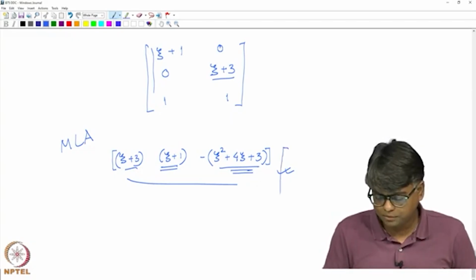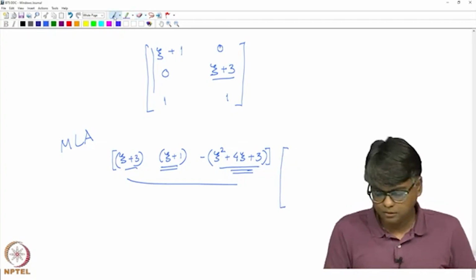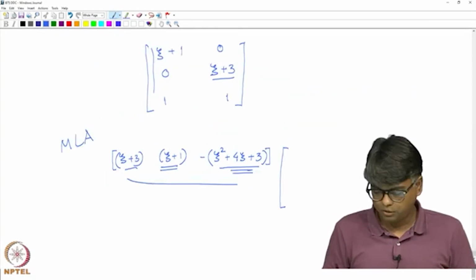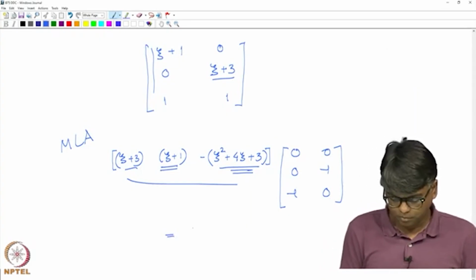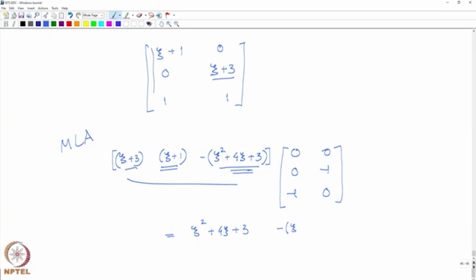What happens to the manifest behavior then? All I have to do is find the product of this with R1, which is 0 0 0 minus 1 0 minus 1 0 0 0 minus 1 minus 1 0. What is this? This is going to be xi squared plus 4 xi plus 3 and minus xi plus 1. Isn't this surprising? This is the kernel representation for the manifest behavior. The manifest behavior now has these two polynomials, the common factor is there intact.